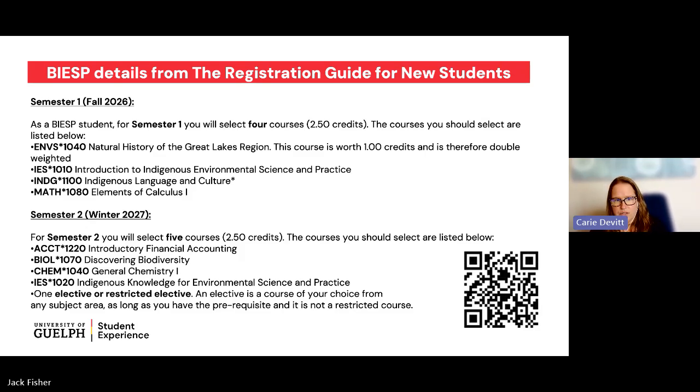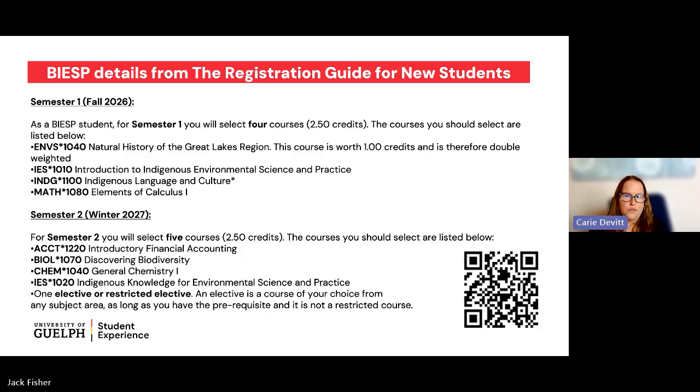Semester 2, so in winter semester for this year, you will register for 5 courses, ideally, to get the 2.5 credits. So 4 of those 5 courses are required. The first one being Accounting 1220, Intro Financial Accounting, the Intro to Biodiversity course, Biology 1070, Chem 1040, and then IES 1020. So the Indigenous Knowledge for Environmental Science and Practice is a course that is specifically for the BISP students. So again, a smaller course in there amongst the others.